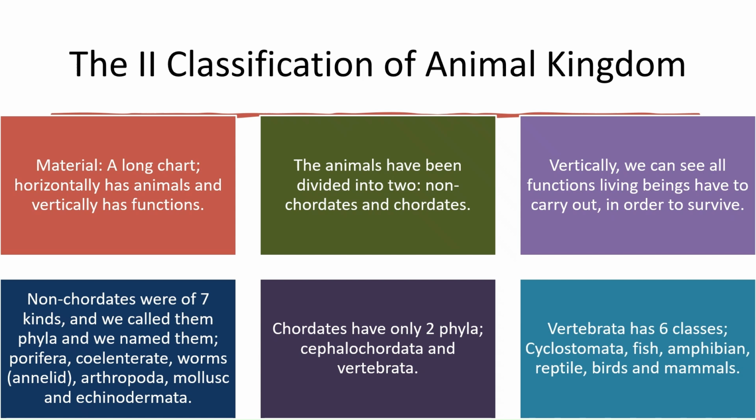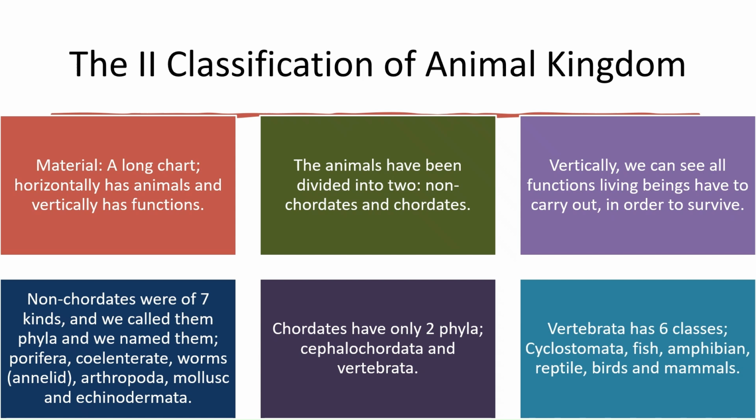The second classification of animal kingdom, here the material consists of a large, long chart. Horizontally it has its animals and vertically it has functions. The animals have been divided into two, non-chordates and chordates. Vertically, we can see all the functions living beings have to carry out in order to survive.